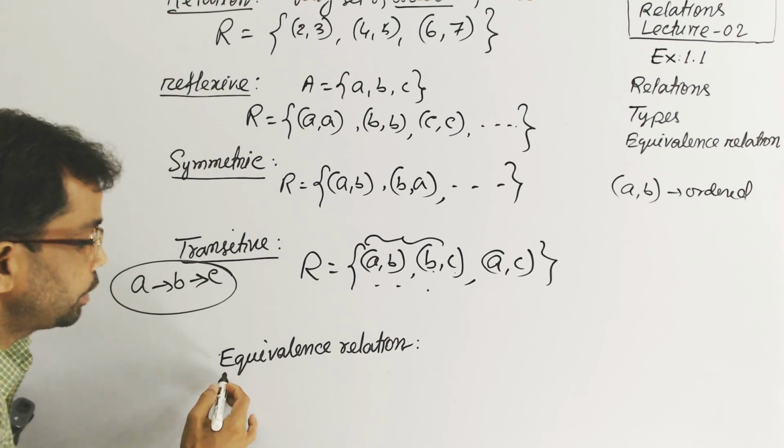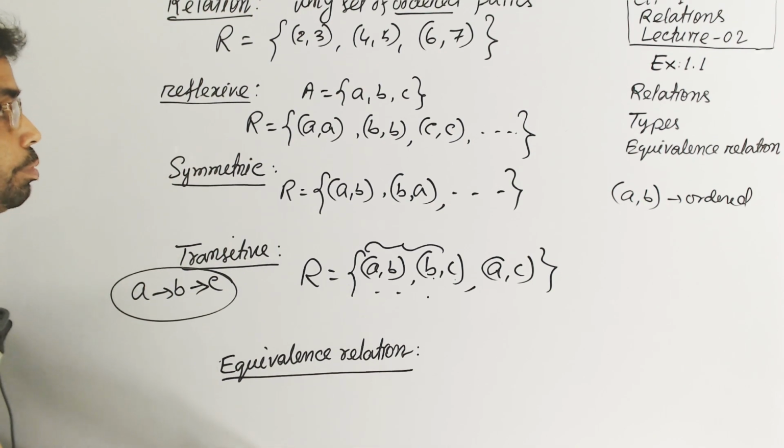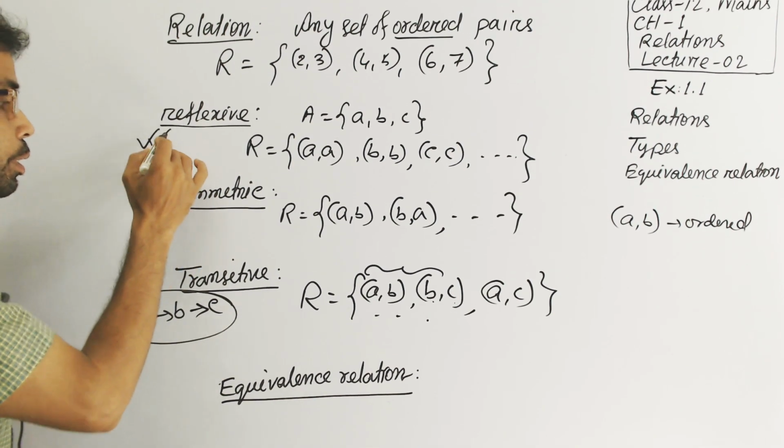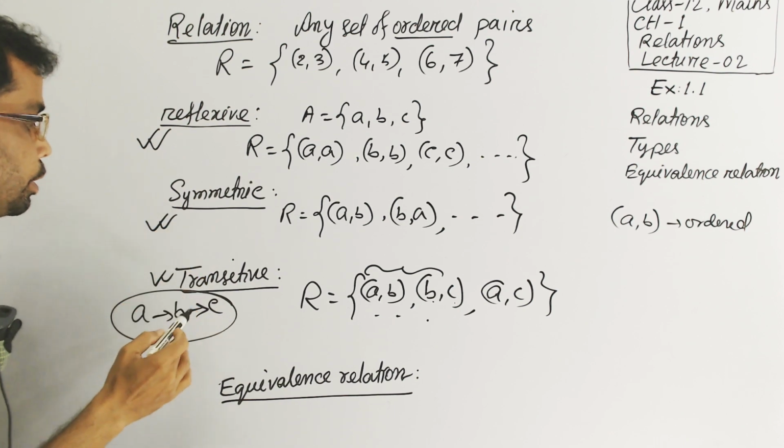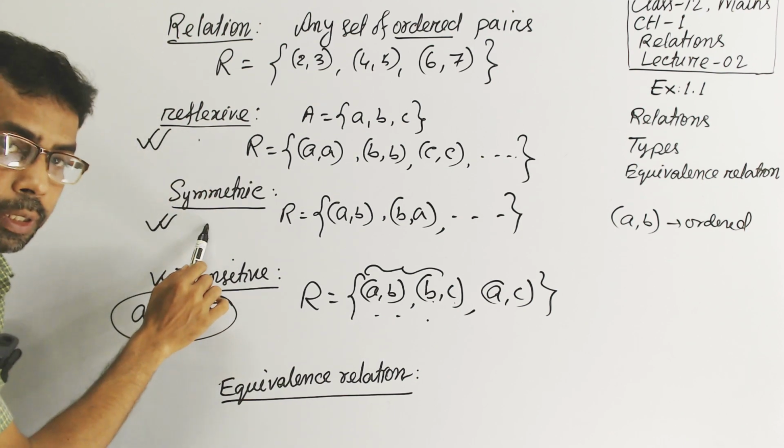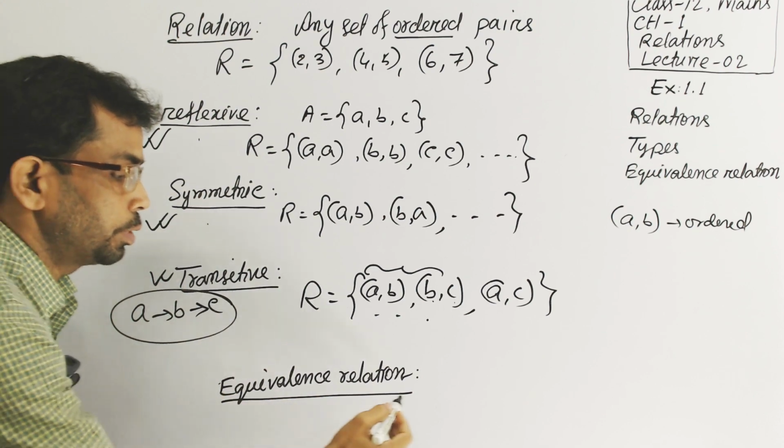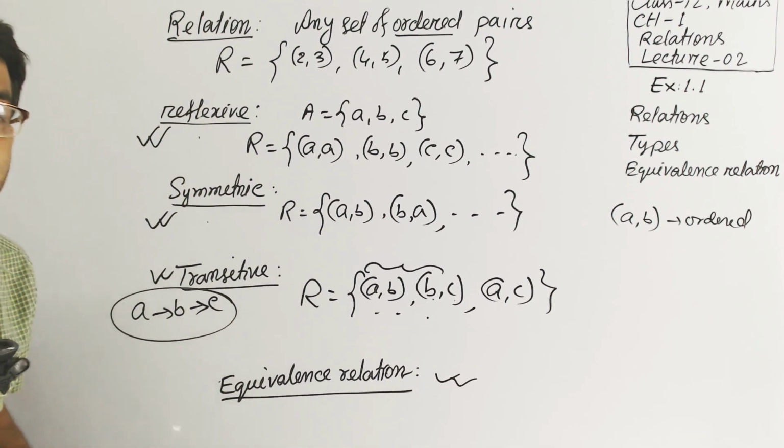The next is the equivalence relation. If a relation satisfies all three conditions, that means the relation is reflexive, symmetric as well as transitive, then the relation is called an equivalence relation.